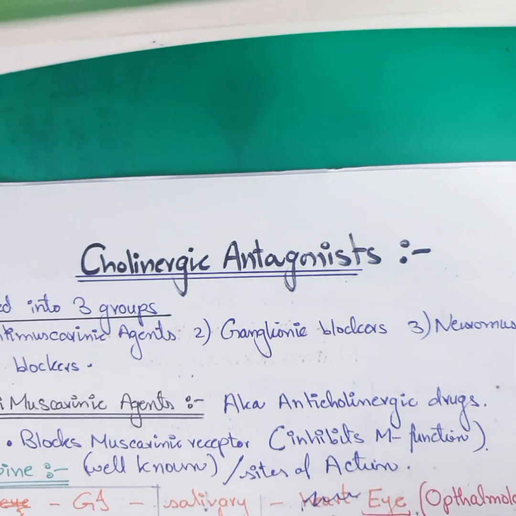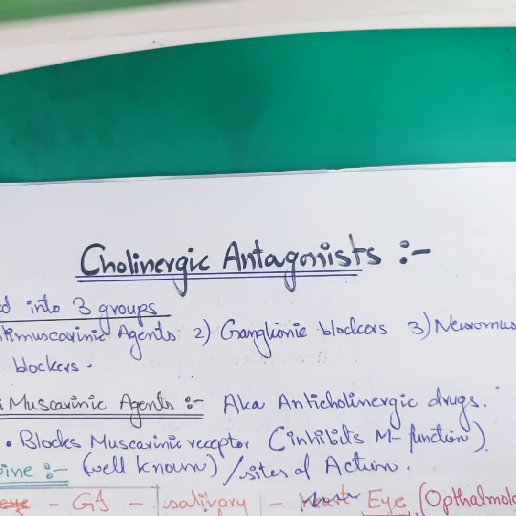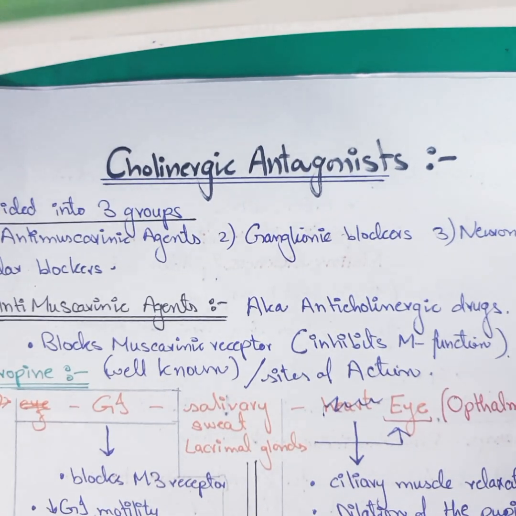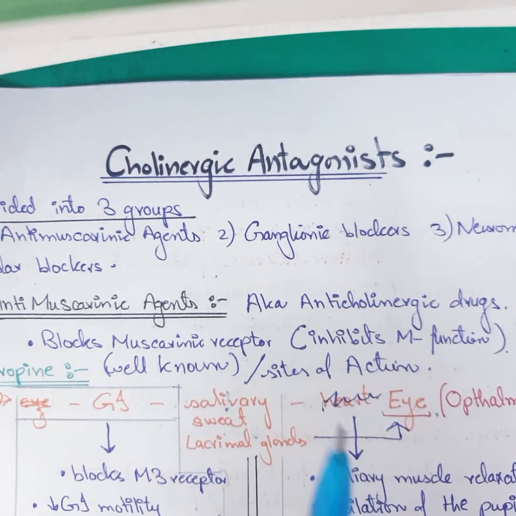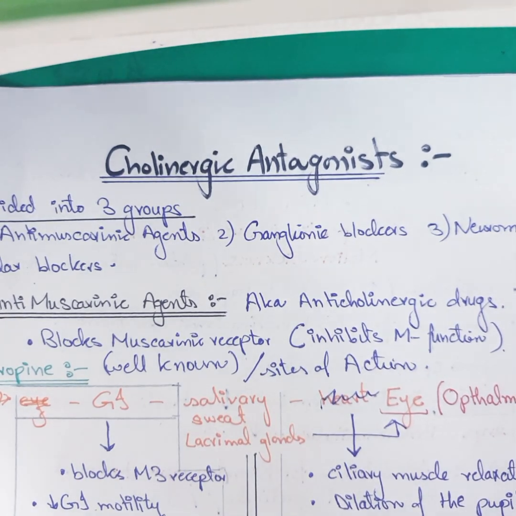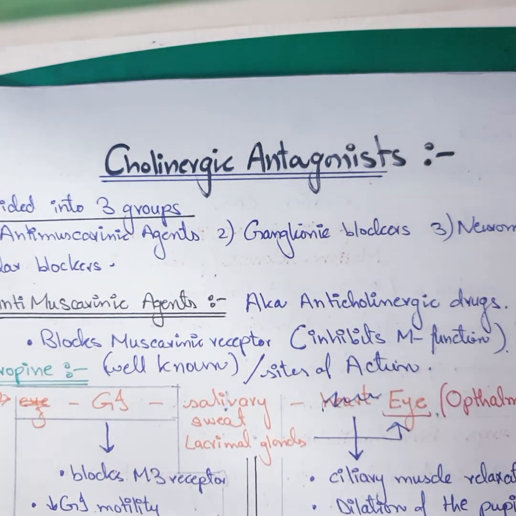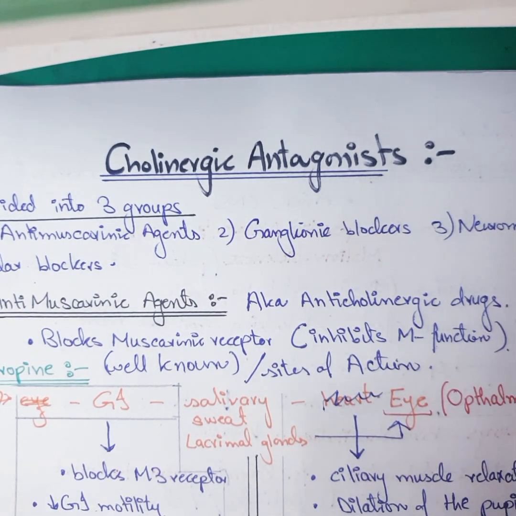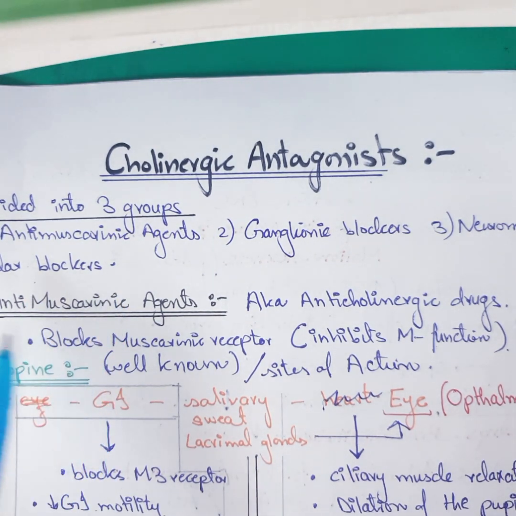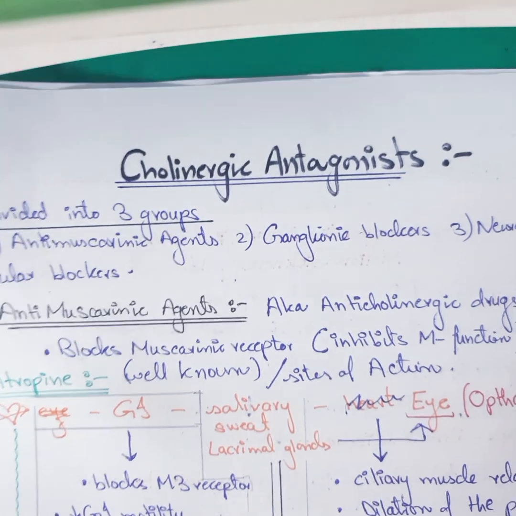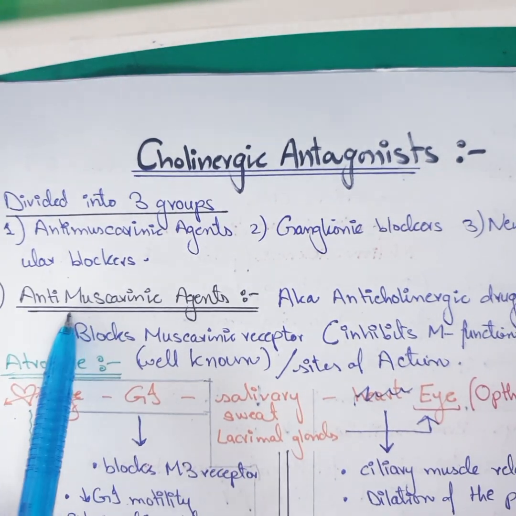So first we will start with the muscarinic agents. They are also known as the anticholinergic drugs. They block the muscarinic receptor and thus inhibit the muscarinic function. In addition, these drugs block a few exceptional sympathetic neurons that are cholinergic too, such as those of the salivary glands and the sweat glands. Yes, I'm talking about the antimuscarinic agents.